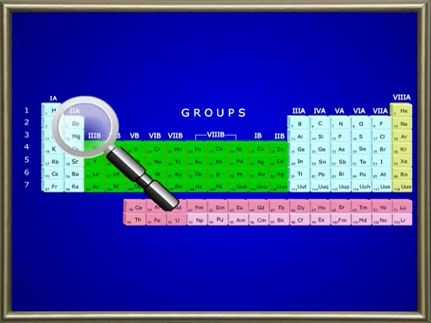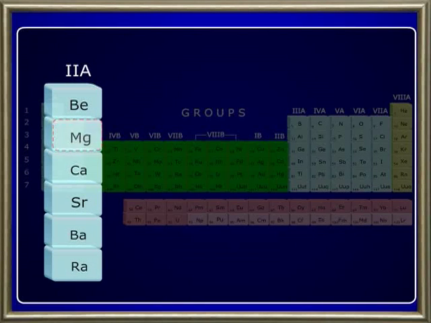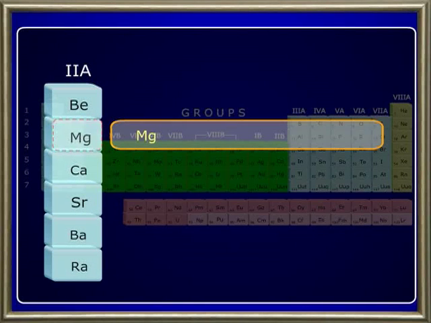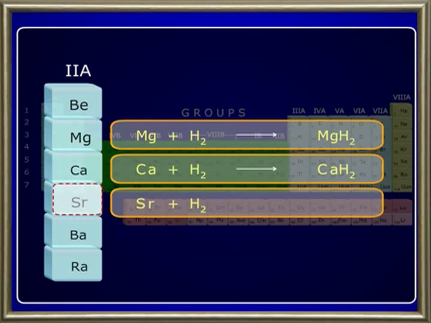Magnesium reacts with hydrogen to give magnesium hydride. The chemical equation is Mg plus H2 gives MgH2. Calcium reacts with hydrogen to give calcium hydride. Ca plus H2 gives CaH2. Strontium reacts with hydrogen to give strontium hydride. Sr plus H2 gives SrH2.